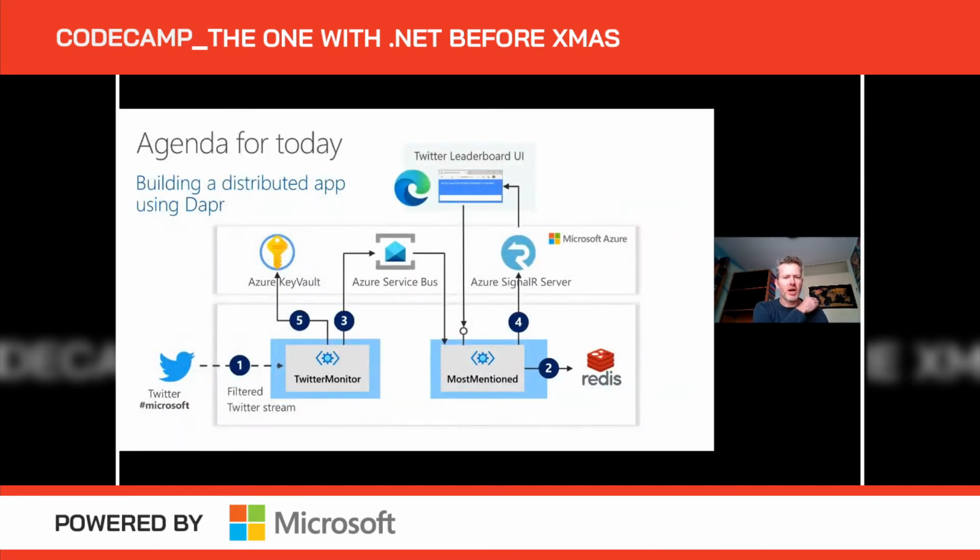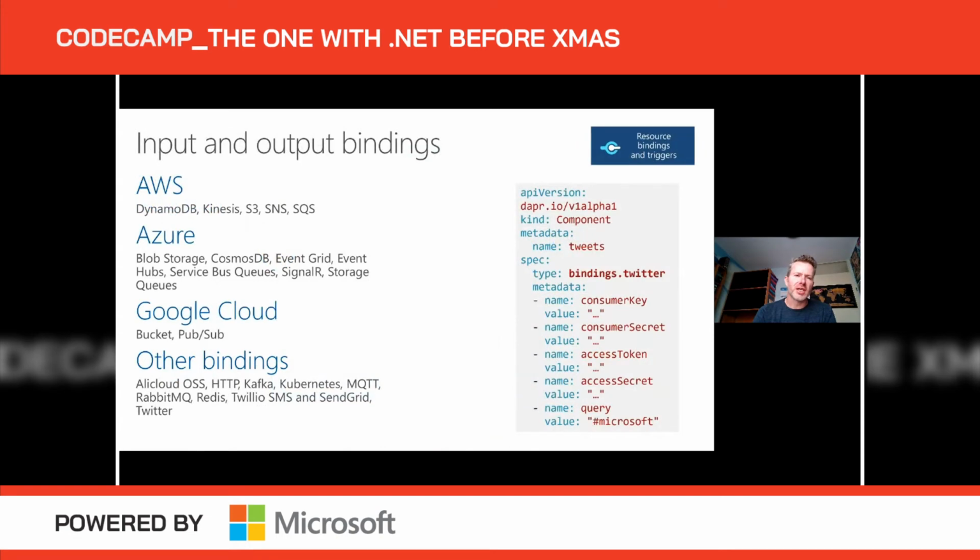Now, back to our application here. We'll go through this and we'll start at the bottom with the input binding of the Twitter stream that has hashtag Microsoft tweet messages. And whenever a message arrives, we want to receive that in our application and take action. The input and output bindings, there's a list here. It's not a complete list. There's more binding and triggers. And these are much the same like in Azure Functions, if you might be familiar with that.